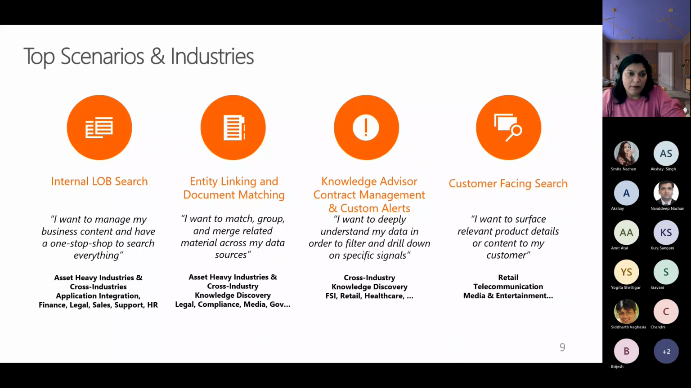And if you look from an industry POV, at the top scenarios where knowledge mining is useful, it will be internal line of business search, where as a user, I just want to search something within the data of my company. Now that could be inside documents, inside structured databases, inside video recordings, inside some confidential data filings, tax filings, but I should be able to search that data nevertheless, subject to all the access restrictions, security restrictions.